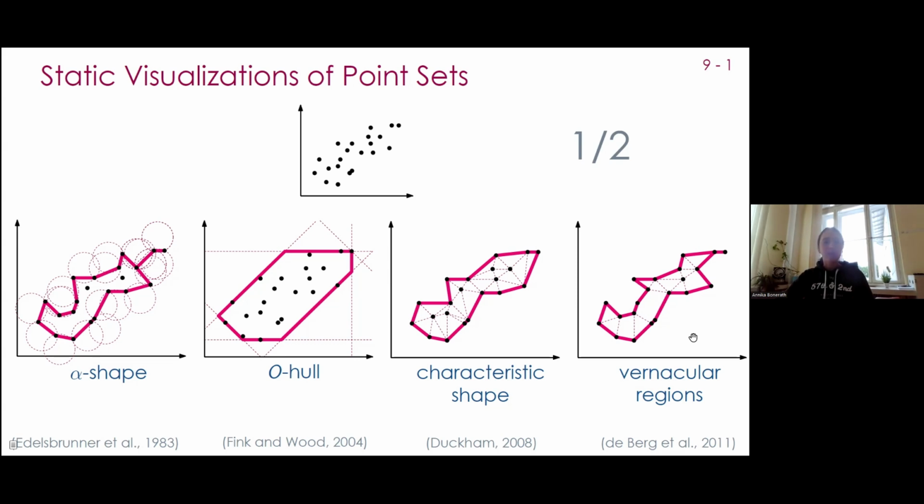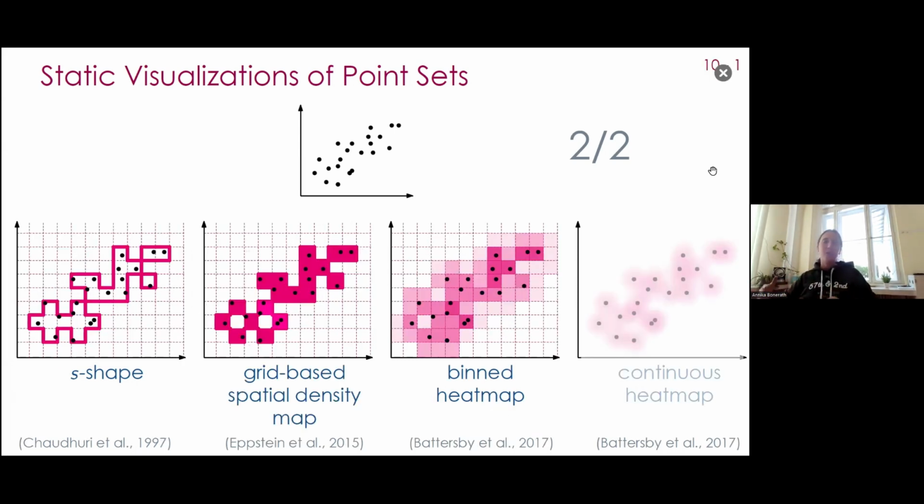I showed a couple of them here. So there are, for example, alpha shapes, the OHAL, which has these restricted directions, characteristic shapes, and vernacular regions. And we will later on talk about alpha shapes again, so I highlighted them here. But there are also other visualizations of point sets, which are based on grids, for example. So here's the S shape, the grid-based spatial density map, binned heat maps, and continuous heat maps. And here again, we will see the grid-based spatial density maps later on again.